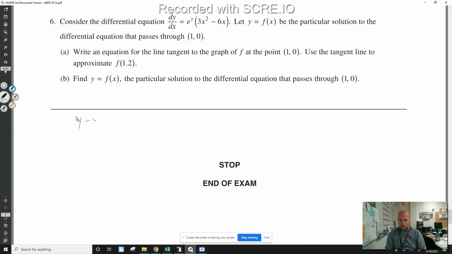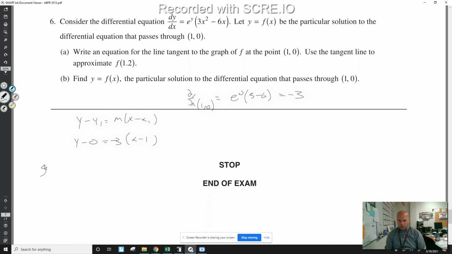Okay, y minus y1 equals some slope, x minus x1. y minus 0 equals some slope, x minus 1. What's dy/dx at 1, 0? e to the 0, 3 minus 6, because I'm plugging in 1. That's 1. This is -3.